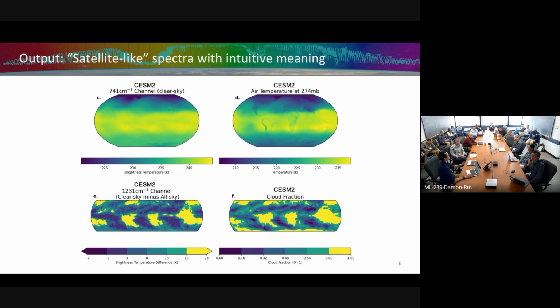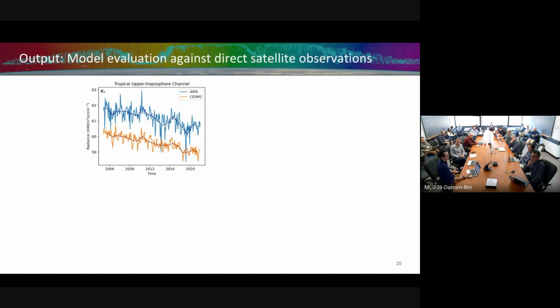So now that we've shown these fields and thought about their intuition, we can start to evaluate CESM. This is looking at the channel sounding the upper troposphere. We can look at the AIRS observations and at CSM2, and we can immediately identify a cold bias in the model. It's as simple as that: we can make clear comparisons by comparing against direct observations, and not rely on something that we're not sure how certain it is.